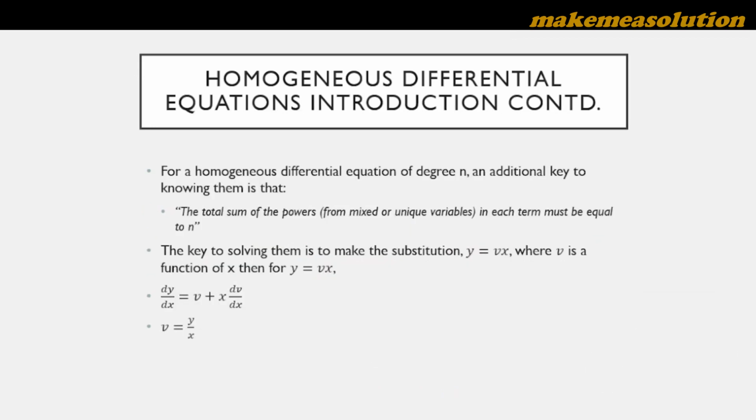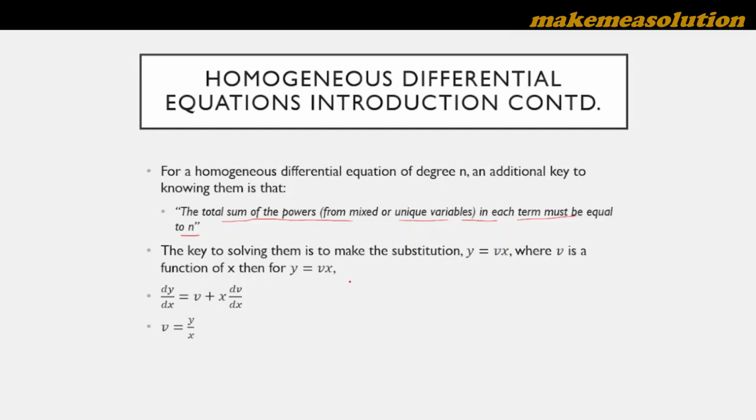A homogeneous differential equation of degree n can be known by understanding this particular rule here. The total sum of the powers, whether from mixed or from unique variables in each term, must be equal to n. I'm going to explain this with a demonstration so that you can understand it. Let's jump down to the last point for today.